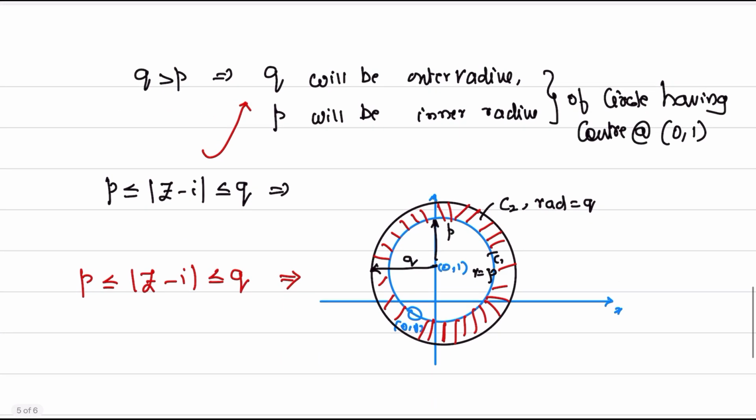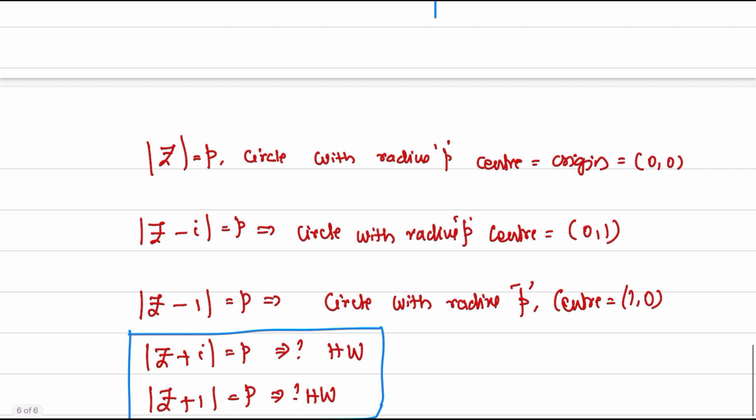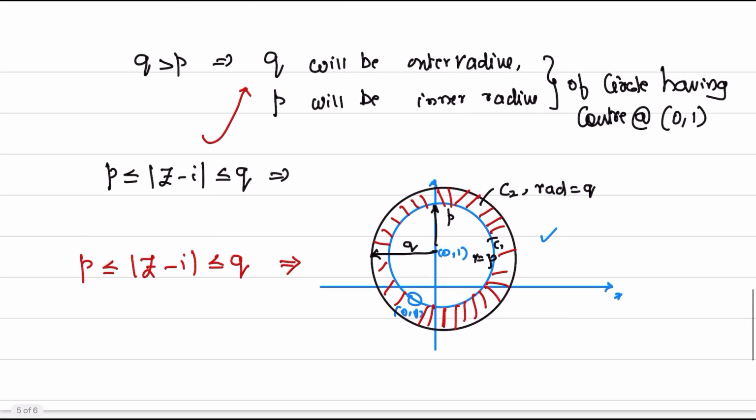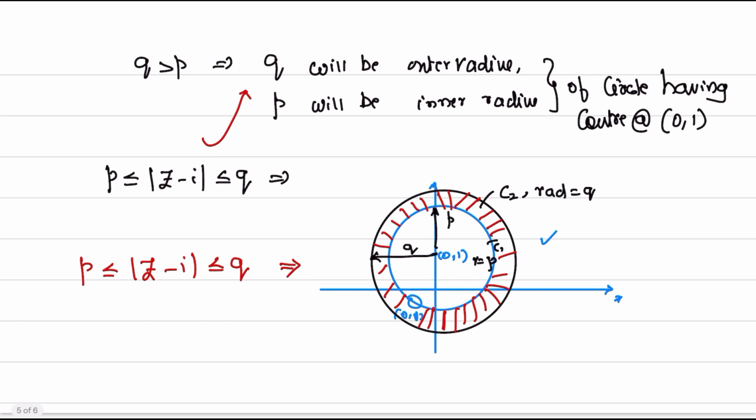Ultimately P less than or equal to modulus z minus i less than or equal to Q is represented like this, where Q is greater than P. The center for z minus i is (0, 1); for z minus 1 the center is (1, 0). Instead of 1 you can take 3, 4, 5, and instead of i you can take 2i, 3i, 4i, ni, anything. It is an excellent example to understand the meaning of complex numbers.